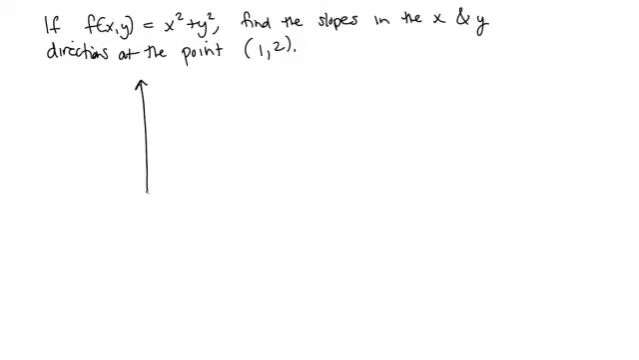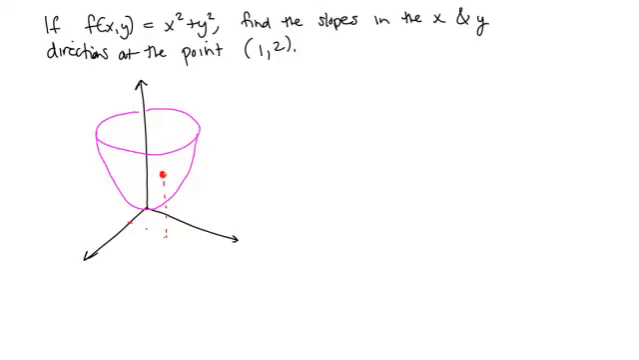I'm going to attempt to graph this thing. And actually, we did it already. We graphed x squared plus y squared before, and that was the graph that was shaped like a cup, the paraboloid. And so we've got this point that's 1 unit over, 2 units up. So sort of this point right here on the paraboloid.